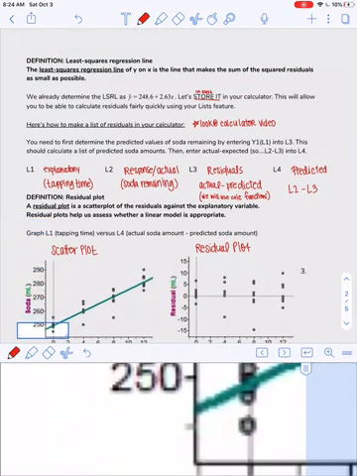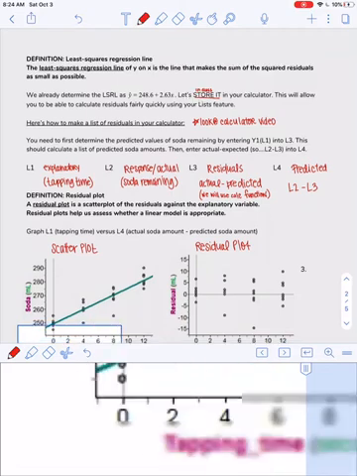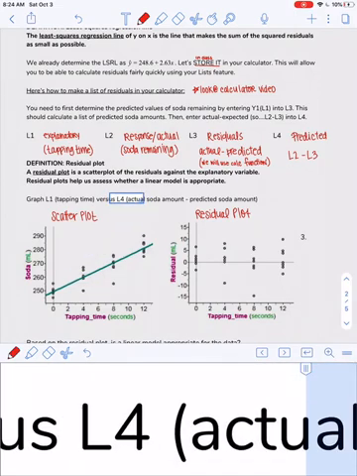All right. So next, we're going to be looking at a residual plot. A residual plot is a scatter plot of the residuals against the explanatory variable. Residual plots help assess whether a linear model is appropriate. So we have our graph for our L1, which is our tapping time, versus L4. Actually, here's a slight typo. It should be L3. Our third list is going to be our residuals.